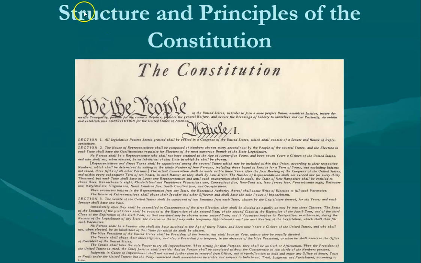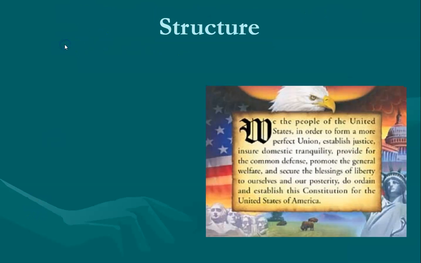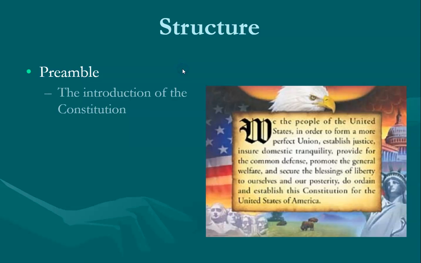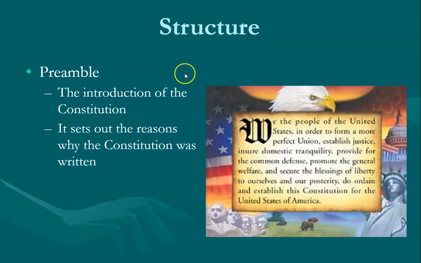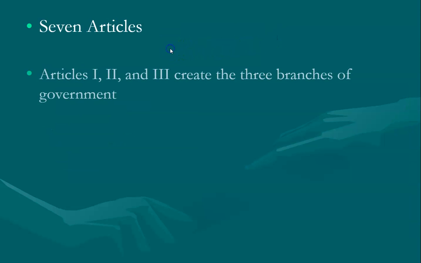You've already seen this one, the structure and principles of the Constitution. As we mentioned, the structure of the Constitution starts off with a preamble, "We the people," as you can see here. At the very beginning, it tells you what the point of the Constitution is. It's the introduction. It sets out the reasons why it was written, to secure the blessings of liberty to ourselves and our posterity. It has 7 articles.